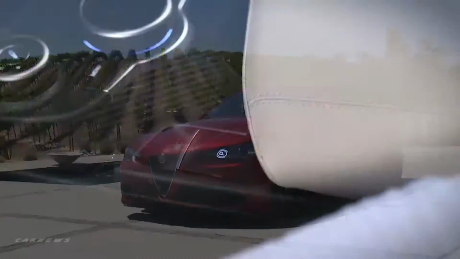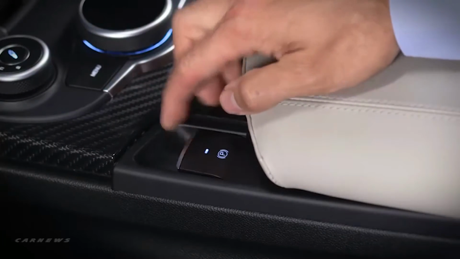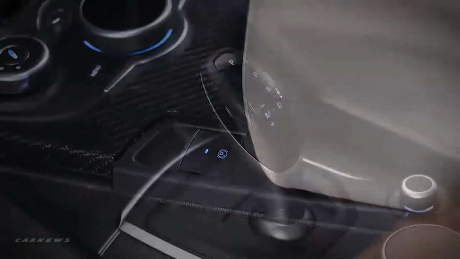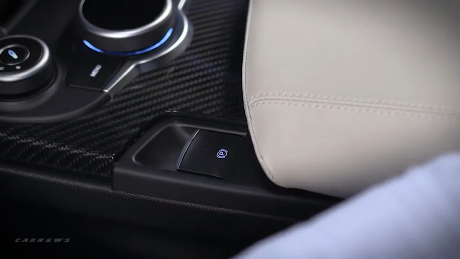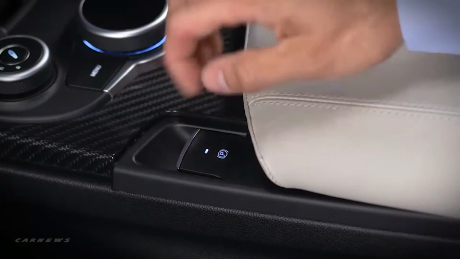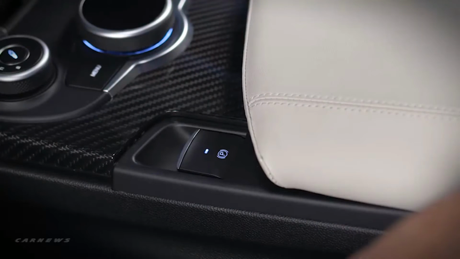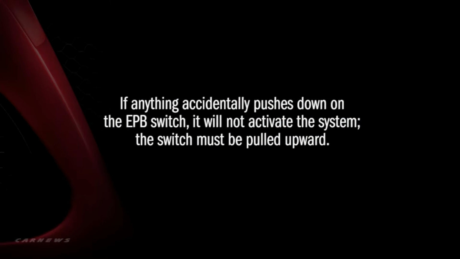So before leaving the vehicle, make sure that the park brake is applied. Also, make sure to leave the transmission in park. You can engage it manually by pulling up on the electric park brake switch located in the center console. If anything accidentally pushes down on the EPB switch, it will not activate the system. The switch must be pulled upward.